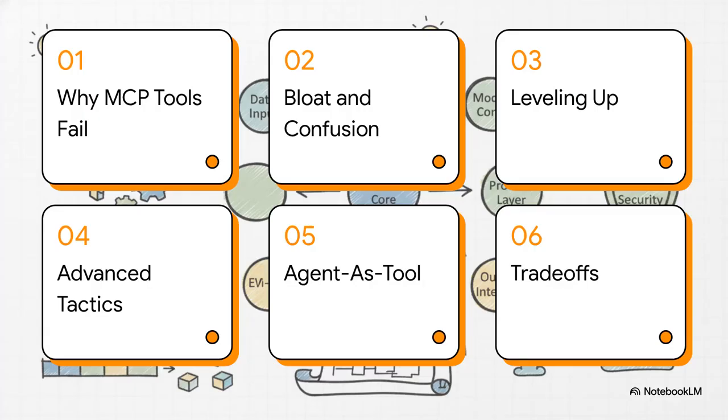Here is our architectural blueprint for today. 1. Why MCP tools fail. 2. Bloat and confusion explained. 3. Leveling up, descriptions and schemas. 4. Advanced tactics, lazy loading. 5. The agent as tool approach. And 6. Trade-offs, choosing your path.